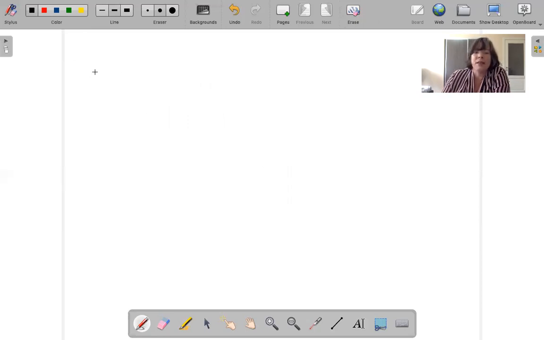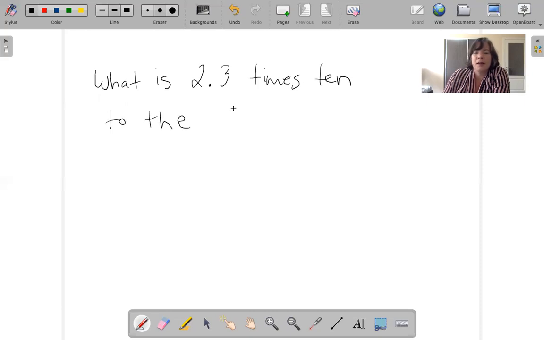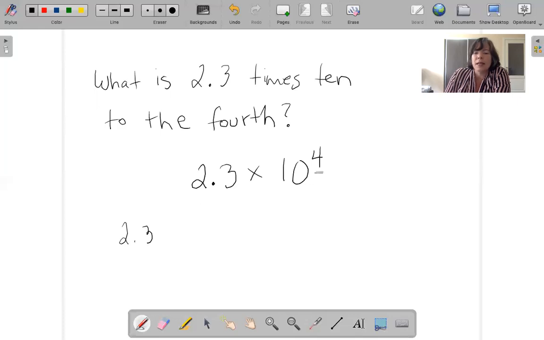Because what if I say, what is 2.3 times 10 to the 4th? This says 2.3 times 10 to the 4th. 2.3, move the decimal over 4 times. 1, 2, 3, 4. There you go. You see here? Here it says 4, but we only have 3 zeros. Because what we did was we moved the decimal over.